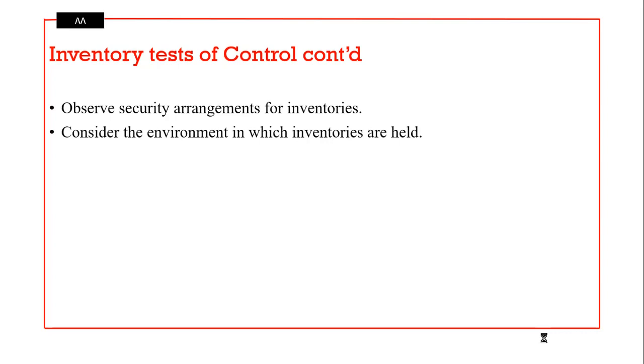Observe security arrangements for inventories. This helps you to confirm that inventory may not go missing without notice. Then you need to consider the environment in which inventories are held. This helps you to confirm the values of inventory, especially for perishable products.